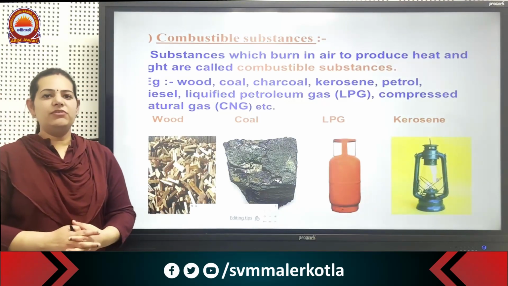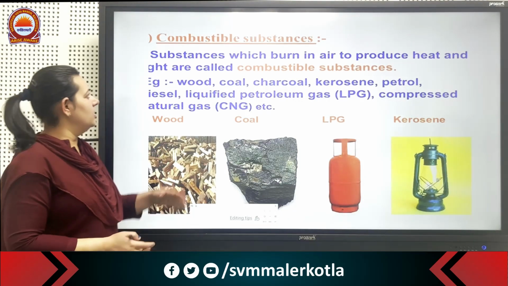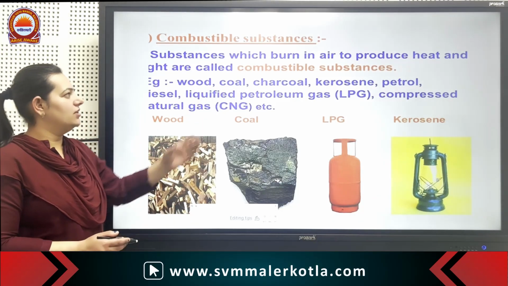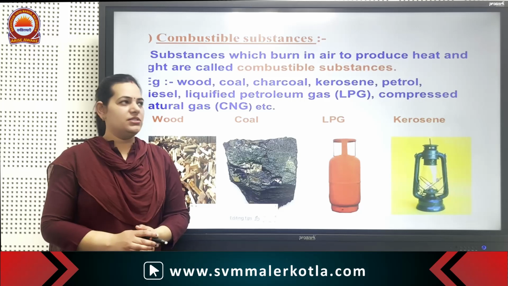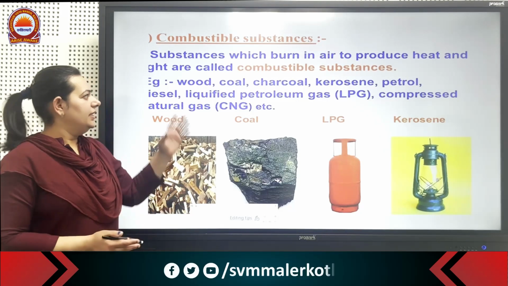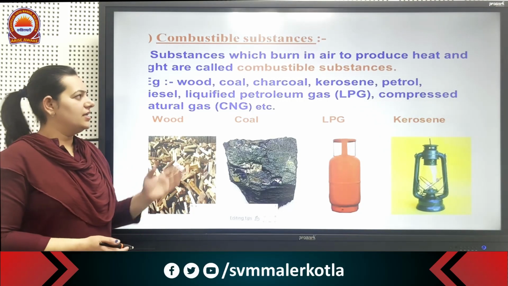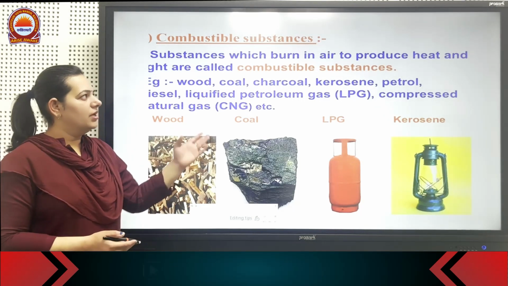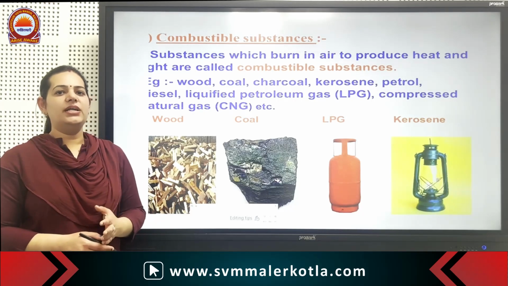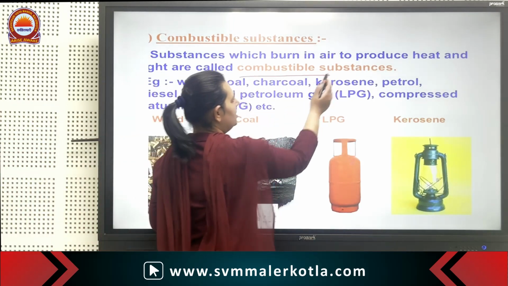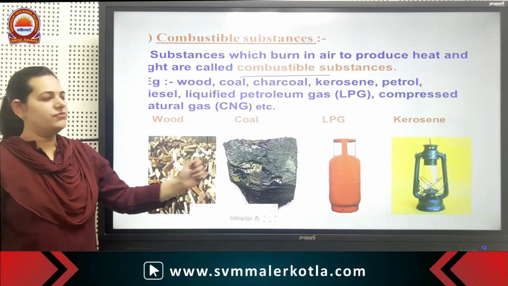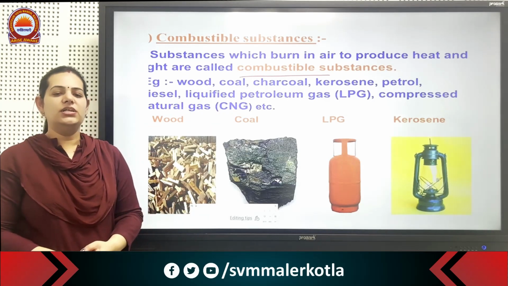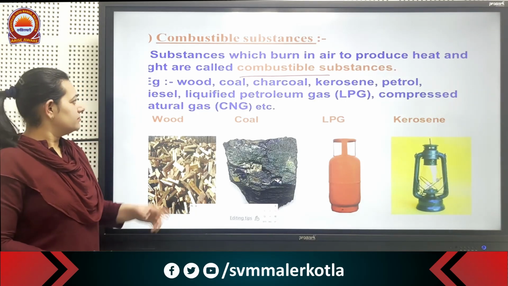Firstly, we will talk about the combustible substance. The substances which burn in air to produce heat and light are called combustible substances. All the substances, either liquid, solid or gas, whatever substance burns in air to produce heat or light, are called combustible substances. Here are some examples of combustible substances: wood, coal, charcoal, kerosene.